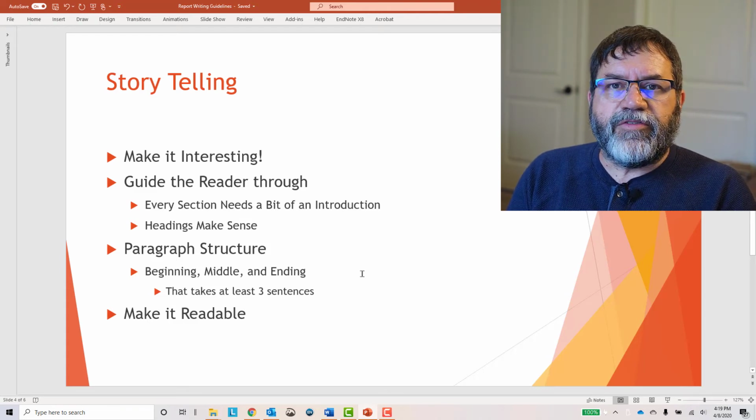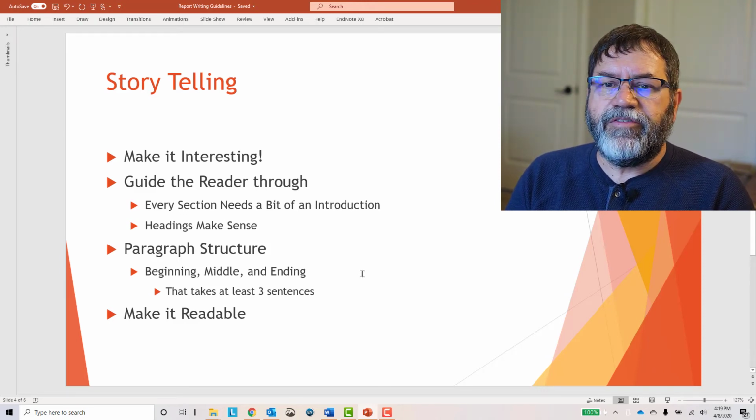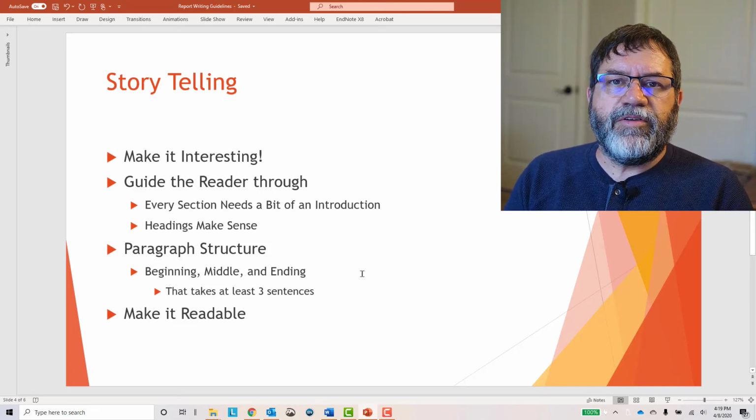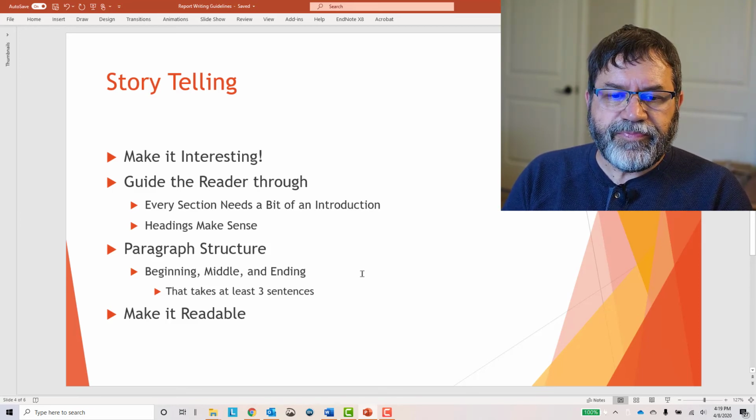Next is paragraph structure. Every story, every paragraph, every report has a beginning, middle, and end. You have to introduce your topic or your thought or your thesis, whatever you want to call it, and then you have to give the information about it, and then you have to conclude it. You can't just leave it hanging or leave it open. Even a paragraph has to have a beginning, middle, and end. That means you can't do a paragraph with one or two sentences. You have to have at least three sentences to build a proper paragraph.